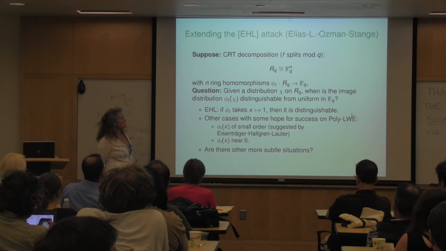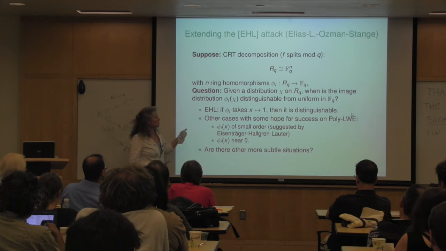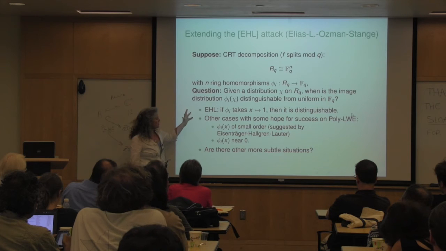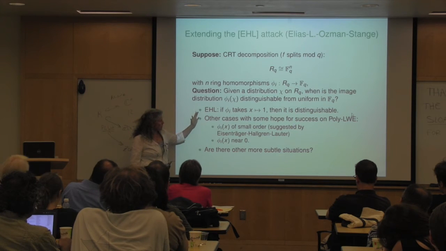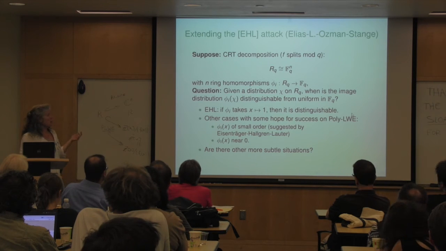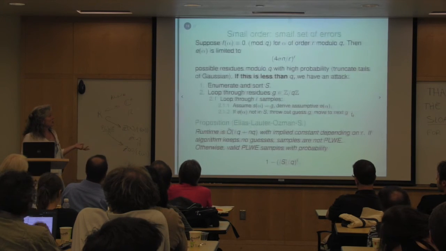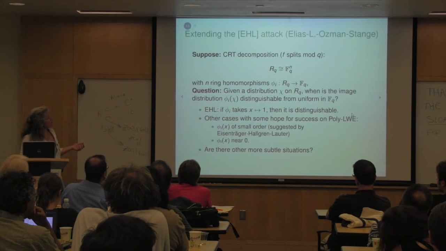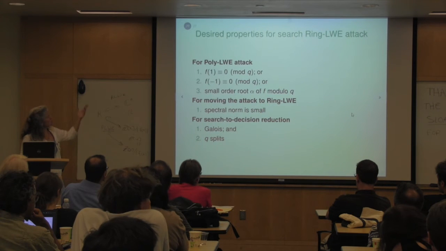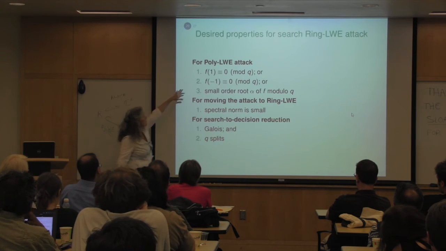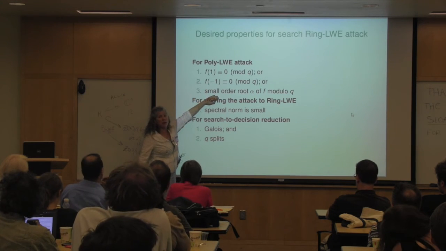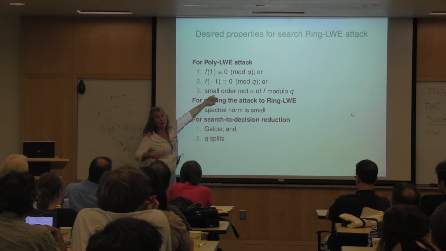Okay, so certainly if you evaluate at 1, you'll get an attack. Other cases that are interesting are -1. If you evaluate at -1, but then there's even, oops, I thought I had a slide for this stuff. 1 and -1. Yeah, okay, it's a little bit out of order, but if -1 is a root, that'll also work. And in general, if you have a root alpha which has small order mod q.